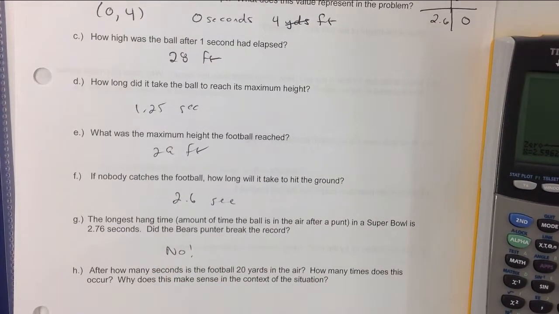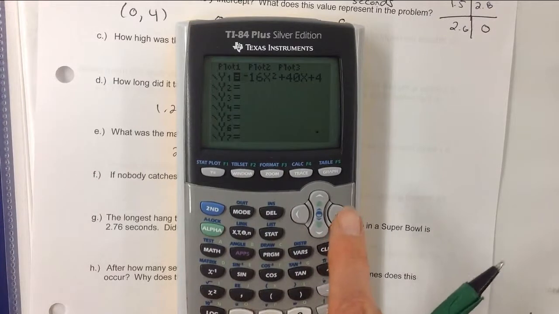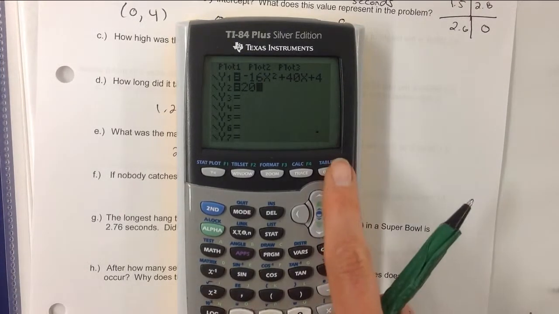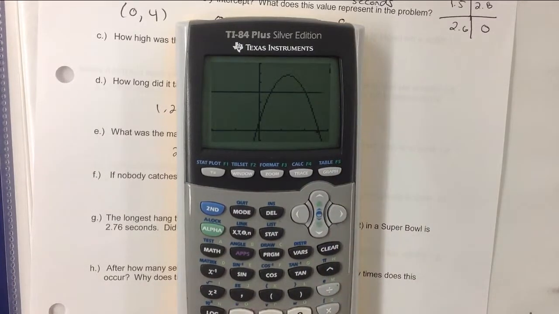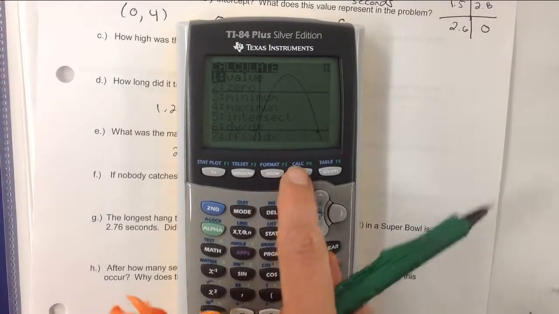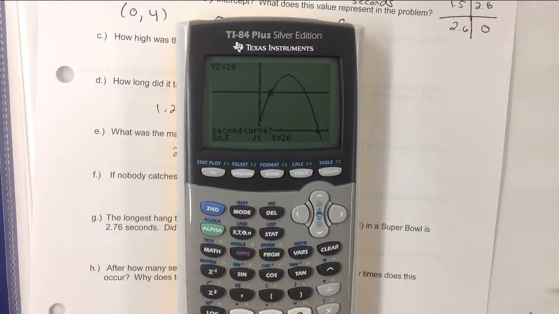After how many seconds is the football 20 feet in the air? This one you can do on the calculator. Y equals, you can type 20 in for the output, because that's our output value, which is Y. You can graph that. And now we need to find these 2 points. So we'll do second trace, intersect. Enter, enter, enter, enter. That will get us the first one, 0.5 seconds.